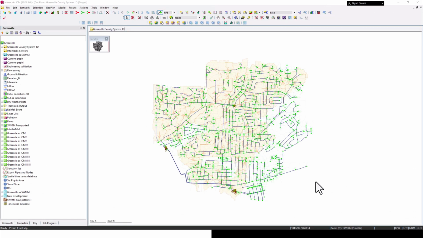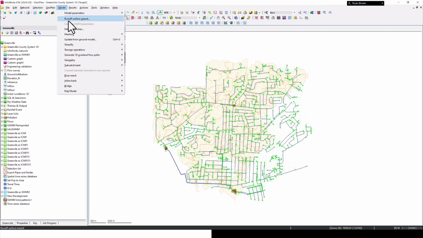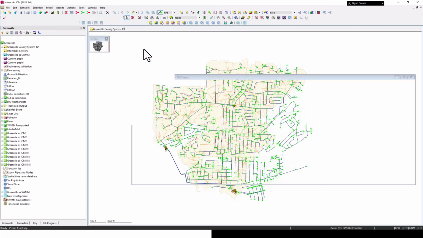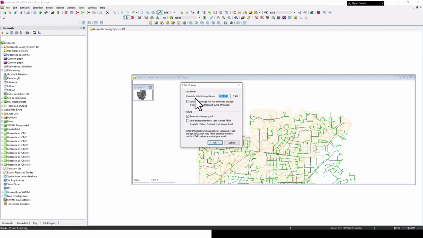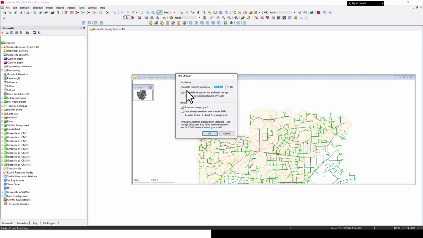So here I've got a relatively simple sanitary sewer model where I've got force mains over here, but a majority of this is a gravity system. The first step in all of this is going to go up to Model, and then in Storage Operations there is this total storage calculation, where we have a couple of different parameters we need to input.